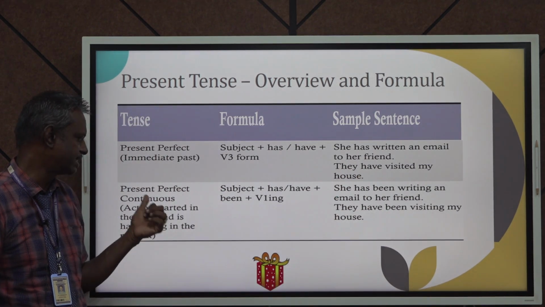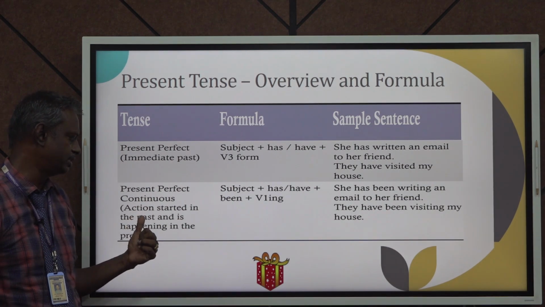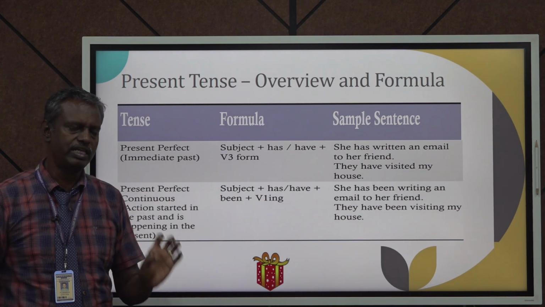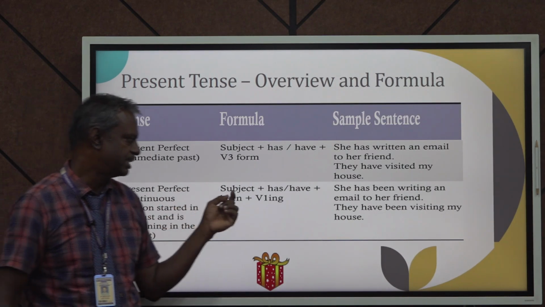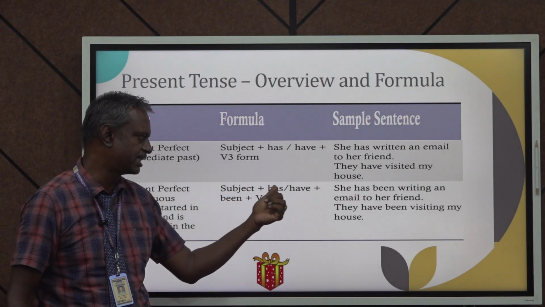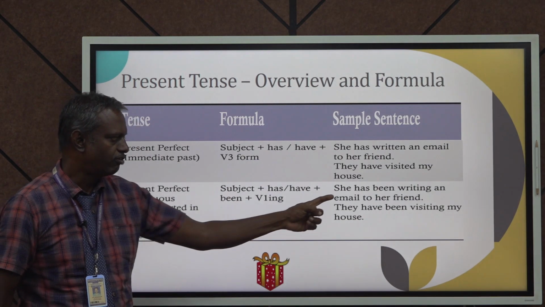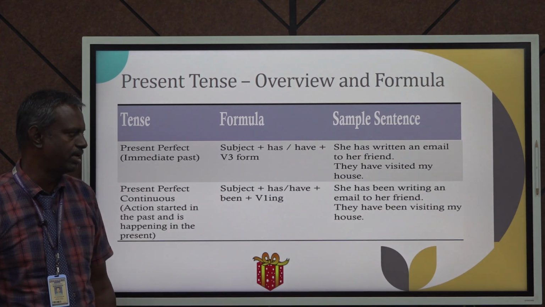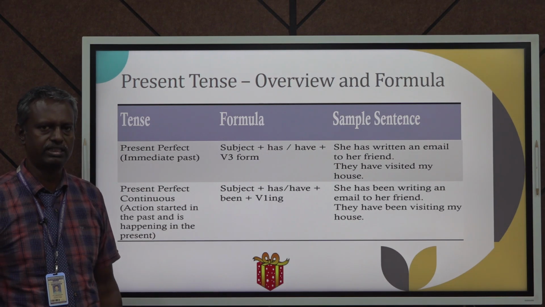Now move to the next, the present perfect continuous, which you use when the action is going on and, at a particular point, you have completed something. The format is subject plus has or have plus been plus verb ing. For example, look at this sentence: she has been writing an email to her friend. Okay, now we have completed the present tense.